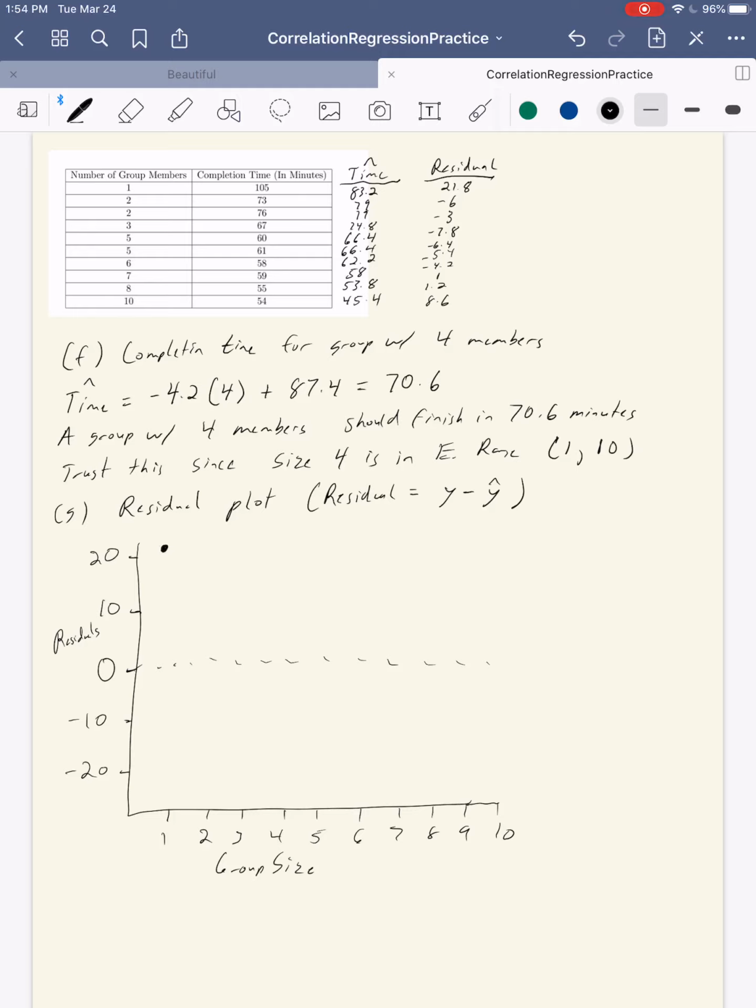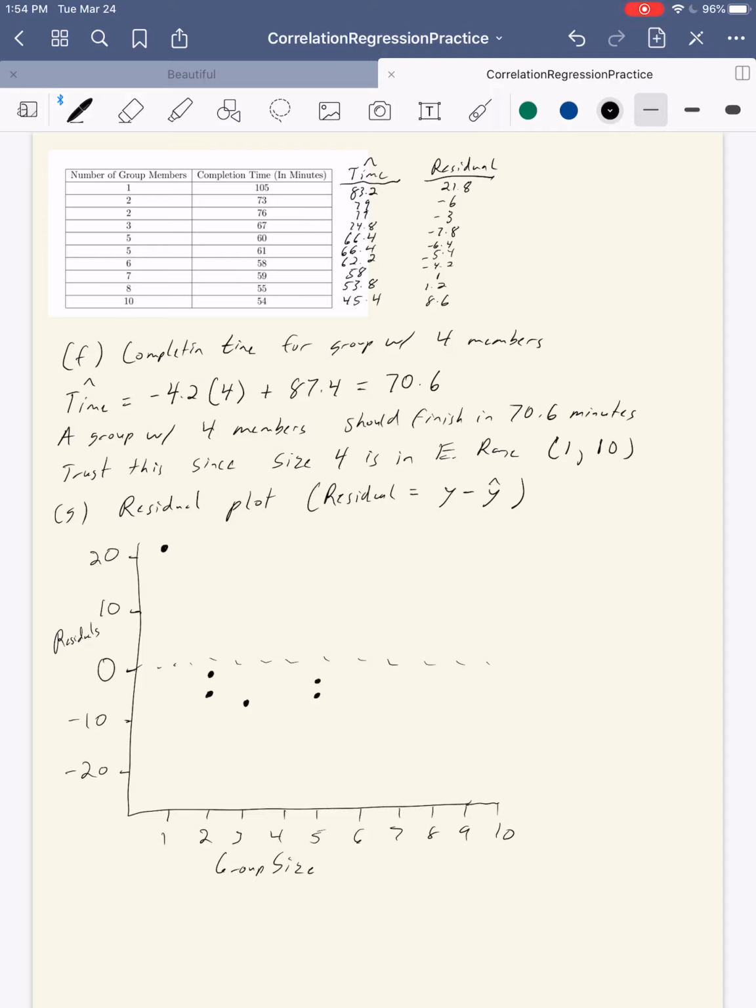Then we had a group size of 2 and a residual of negative 6. So it looks like we should be somewhere right about there. And then also group size 2 and a residual of negative 3. So that would put us right there. Then we had a group size of 3 and a residual of negative 7.8. So maybe right about there. Then we had a group size of 5 and negative 6.4. So that seems to be right about there. Then we had a group size of 5 and negative 5.4. So that seems like it should be right about there.